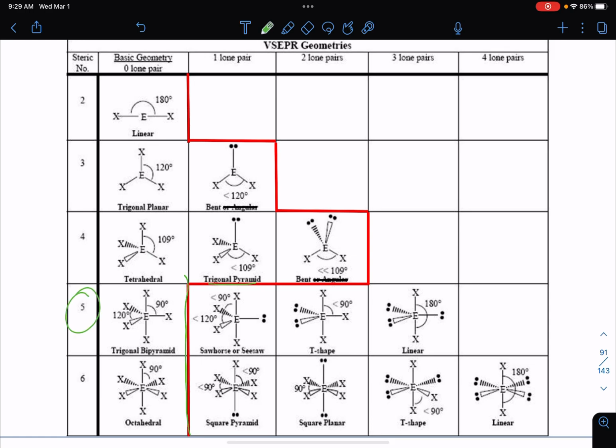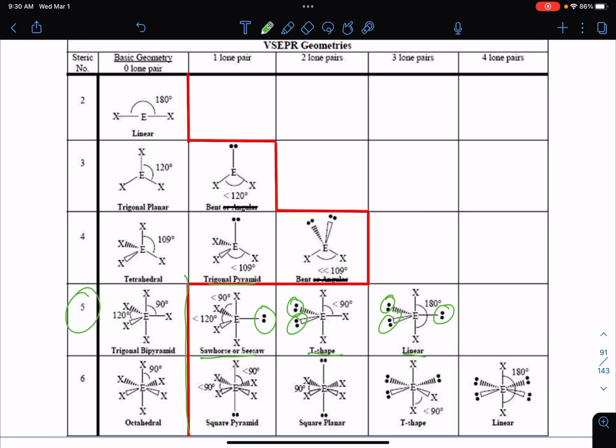Then if you have 5 electron domains, you've got all 5 attached atoms, trigonal bipyramid. The bond angle is 90 and 120, and that's the extent that we're going to look at. However, you can start replacing the atoms with 1, 2, or 3 lone pairs, and your shapes look a little bit different. And so the names for the molecular geometry are different as well. Seesaw, T-shape, and linear. But we don't need to learn those for this course.